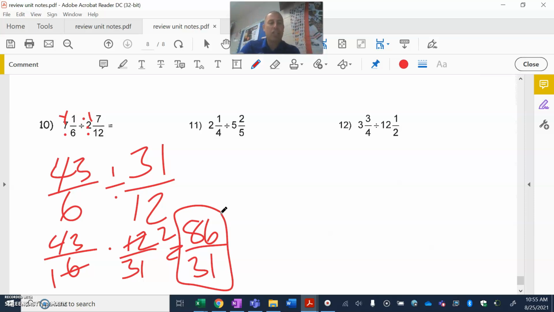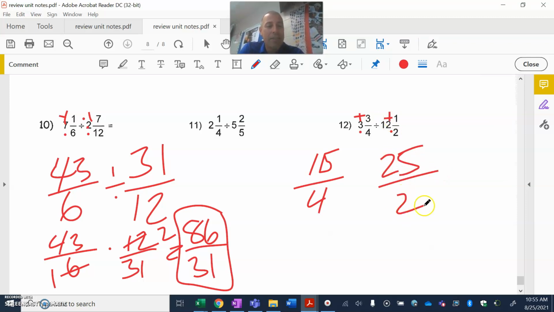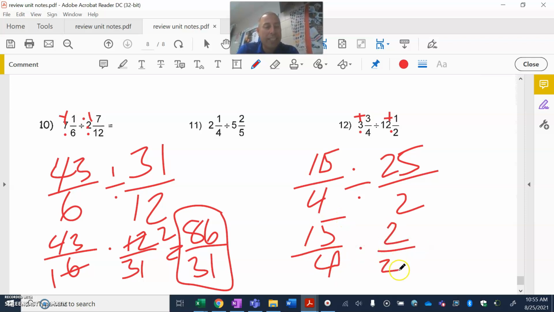Again, let's change them into the improper fractions. 4 times 3 is 12. 12 plus 3 is 15, so I have 15/4. 12 times 2 is 24, plus the 1 is 25. So I got 25 halves. Again, I'm going to choose to take the 2 steps. Now I'm going to rewrite 15/4 times 2/25.